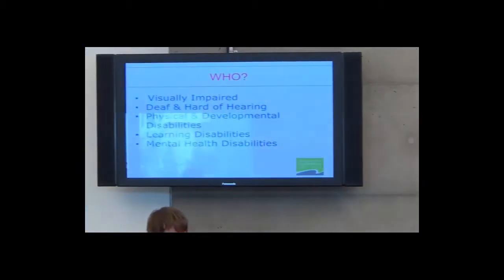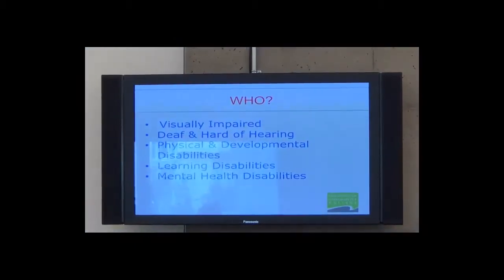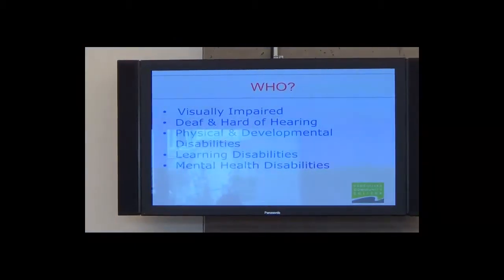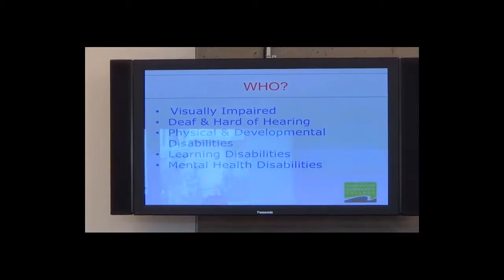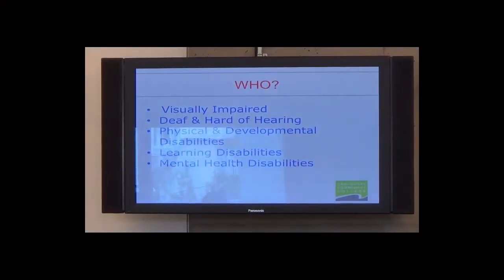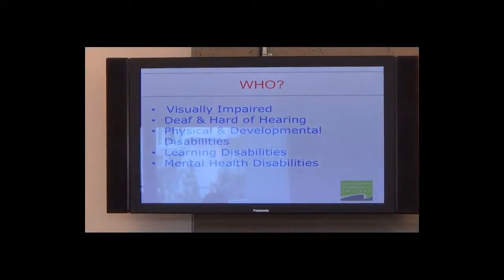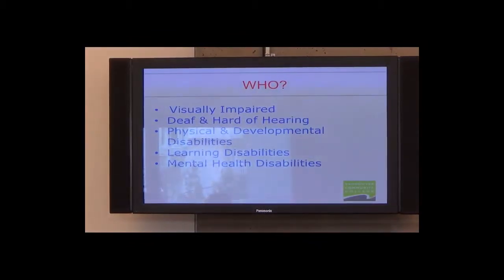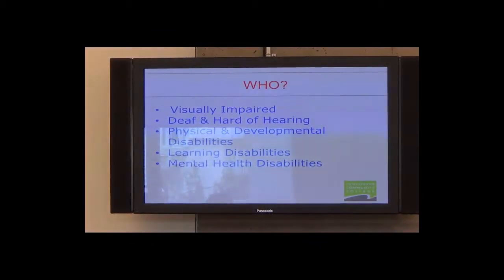So who we support with accessibility are visually impaired, deaf and hard of hearing, people with physical and developmental disabilities, learning disabilities, and mental health issues. The focus of our study is mostly with students and faculties with visual impairment, although we have been working more with students with language barriers, so ESL students and such.